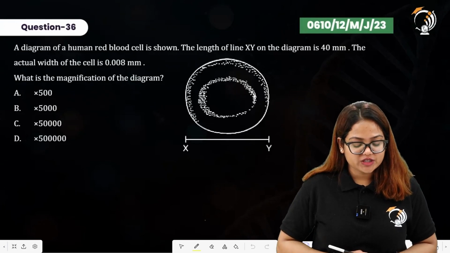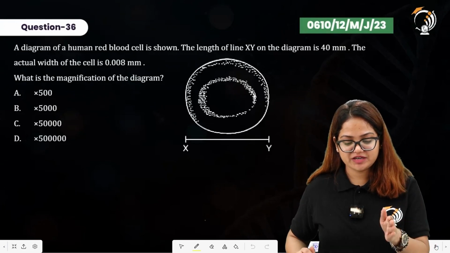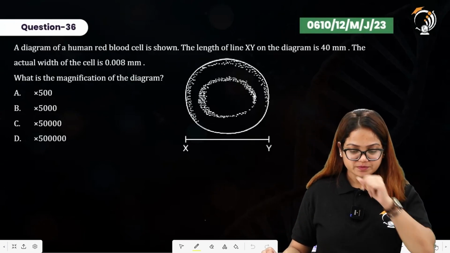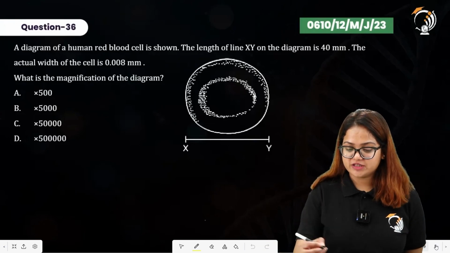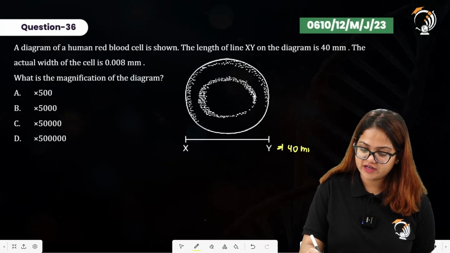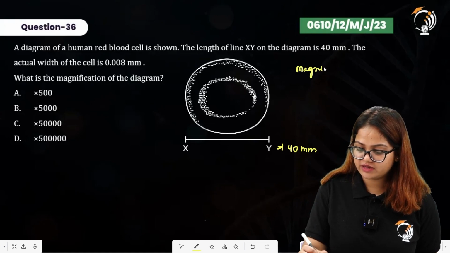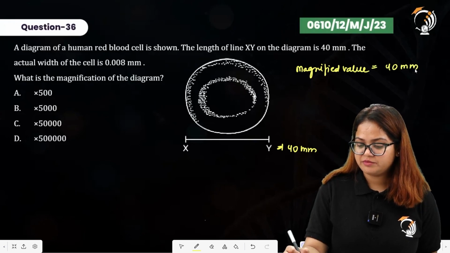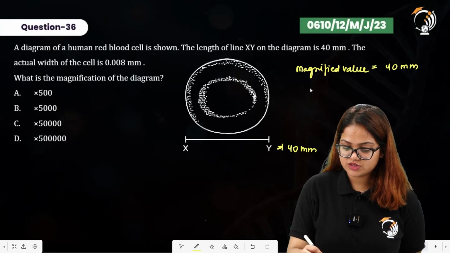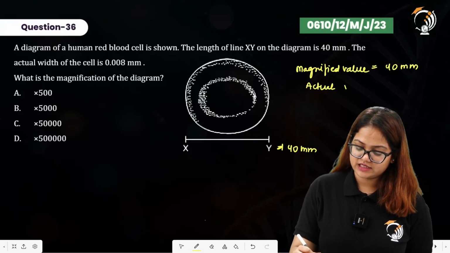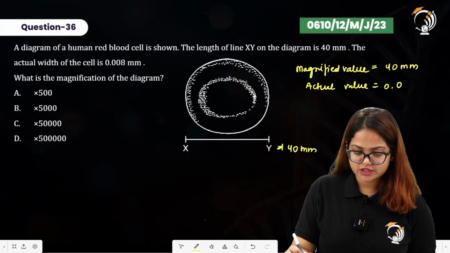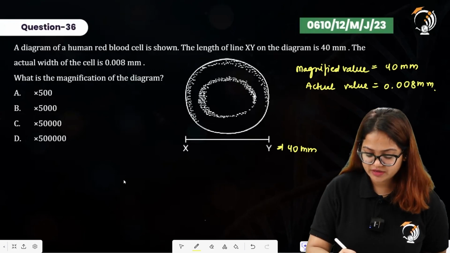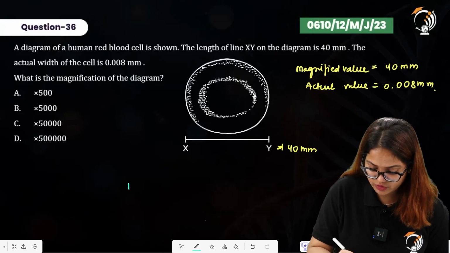Then we have question number 36, which says a diagram of a human red blood cell is shown. We have this diagrammatic representation. The length of line XY on the diagram is 40 millimeters. So XY here is the magnified value. So I'm going to write it here, magnified value 40 millimeter. The actual width of the cell is, so actual size is there 0.008 millimeter. What is the magnification of the diagram here?